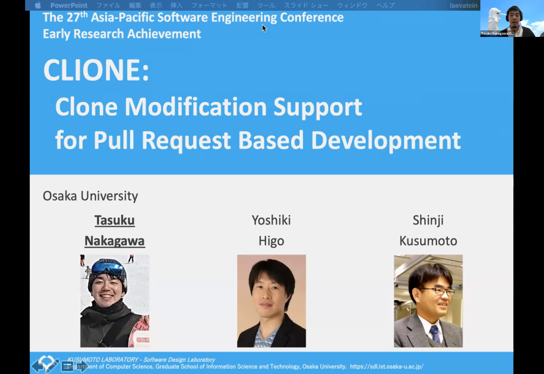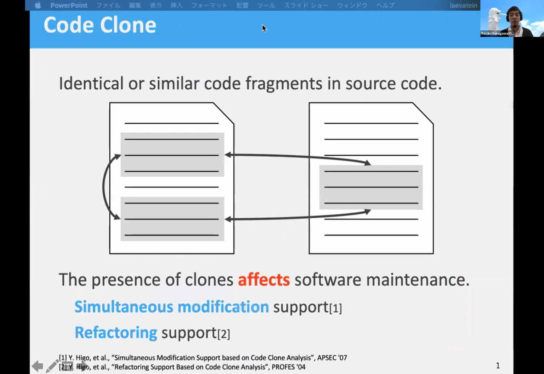Hello everyone, I'm Taiki Nakagawa. The title of my talk is CLIONE: Modification Support for Pull Request-based Development. First, I talk about code clones, in short, clones. Clones are code fragments that are identical or similar to other code fragments in source code. It is said the presence of clones affects software maintenance activities. For example, if a code fragment contains a bug, we also need to check its clones to fix bugs.